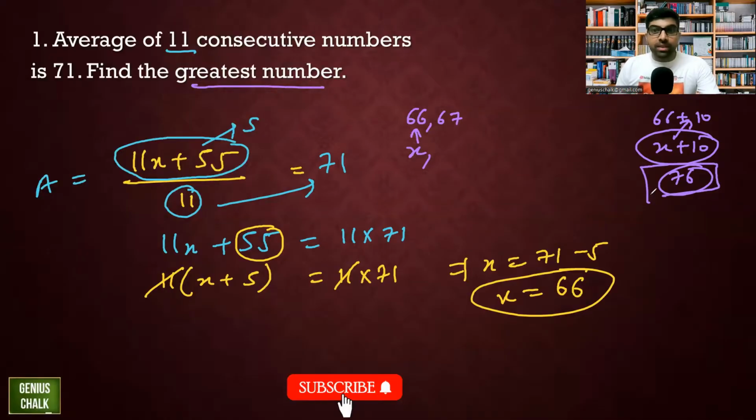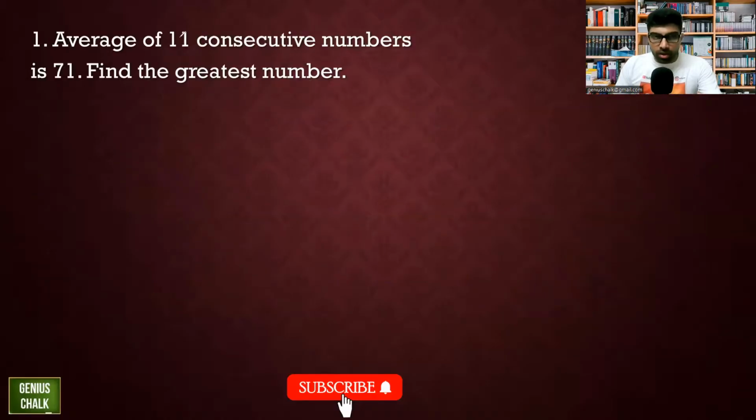So guys, this is the basic approach of average using sum and number of things. But in exam, it is very much time consuming. We are not having this much time to solve the questions. So what we follow? We follow another approach, that is equal distribution.